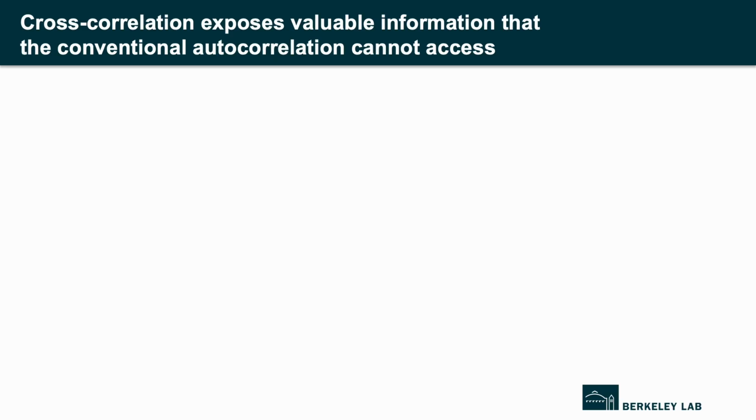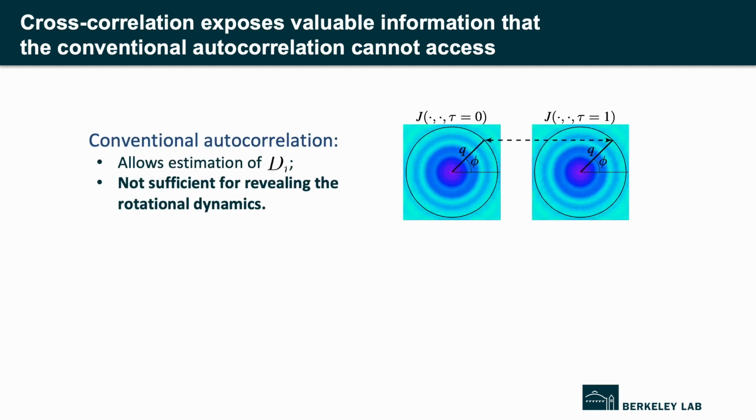So how exactly do we study it using XPCS? Conventionally, we calculate the autocorrelation of these images, which means we pick a specific pixel on the images, and then we calculate the autocorrelation of these images. This will allow us to estimate the translational diffusion coefficient Dt very easily. However, unfortunately, it is not sufficient for revealing any rotational dynamics, because we're not correlating different rotations. We will not be able to see any correlation caused by the rotation of the particles.